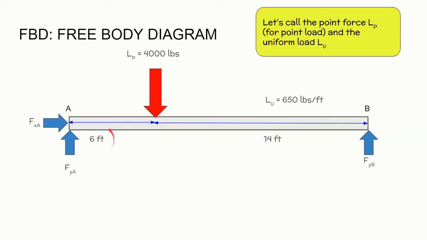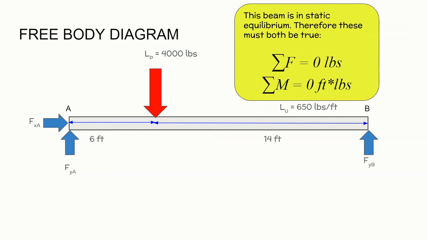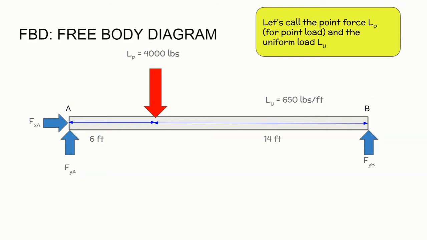And then the next number we're interested in is, it's 6 feet from our pin to our point load, which is 4,000 pounds. That means we have 14 feet left because this beam overall is 20 feet long. We also know that our uniform load is 650 pounds per foot in this problem. And then we have over here the reaction force in the Y direction at point B. So this is what your free body diagram will look like with its labels and everything.